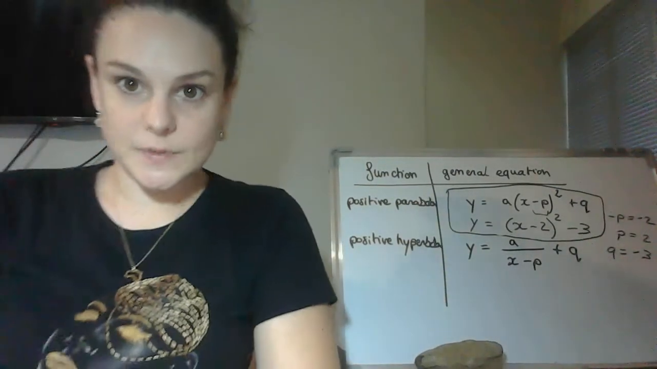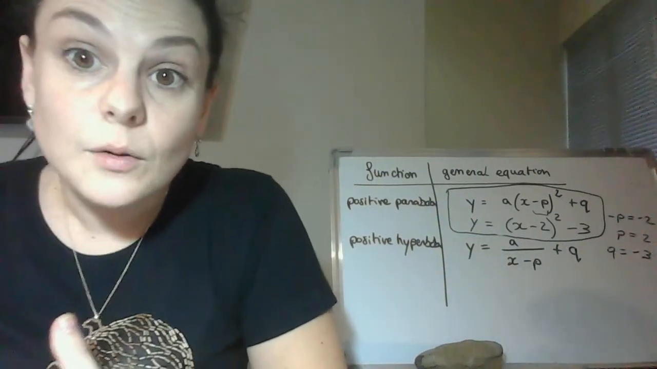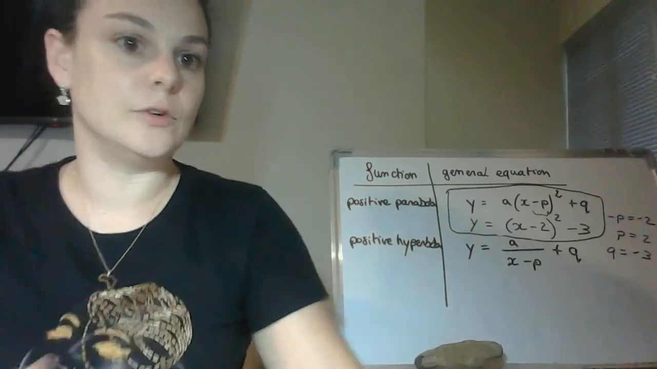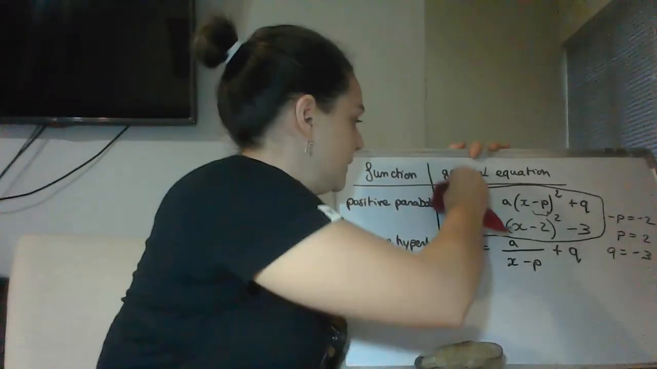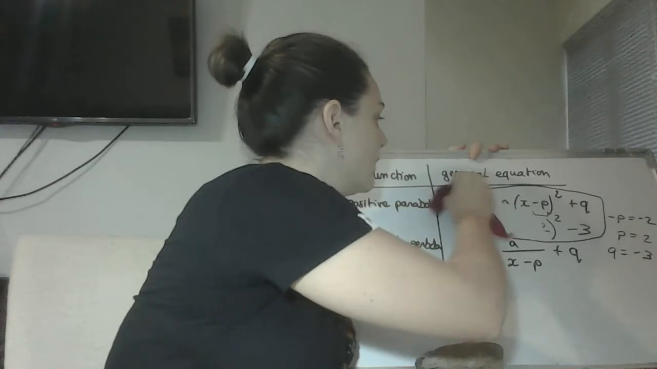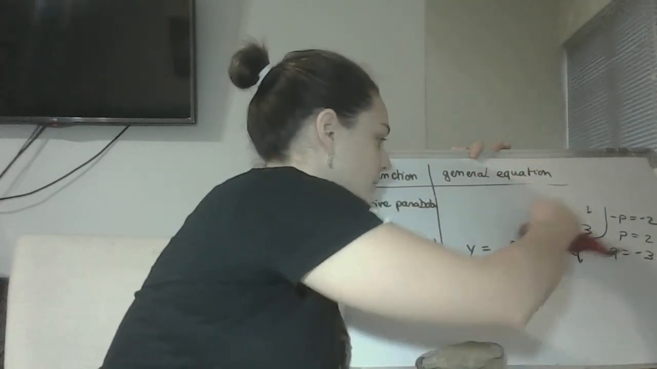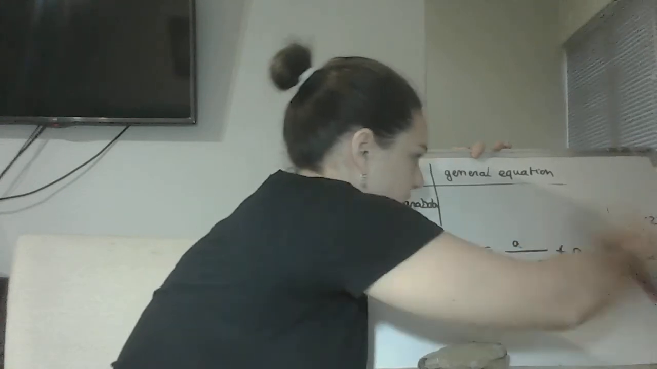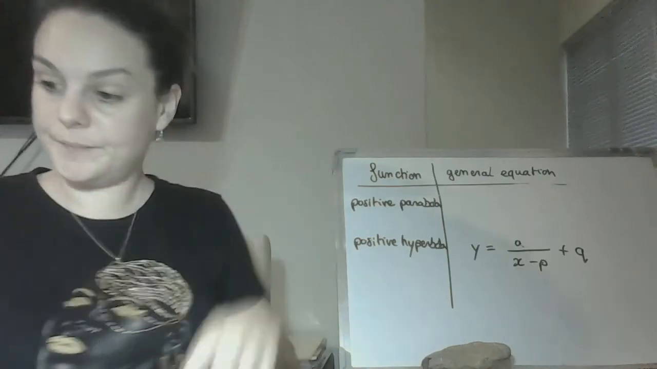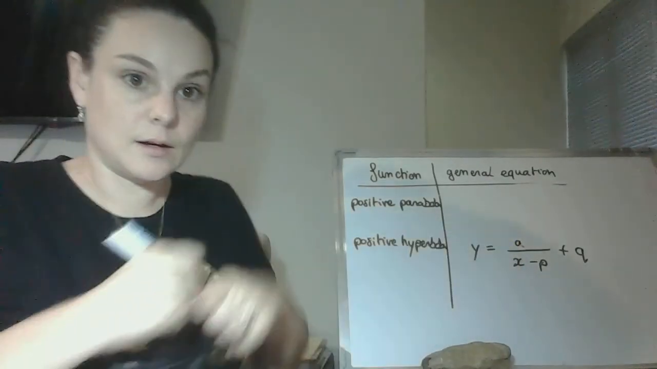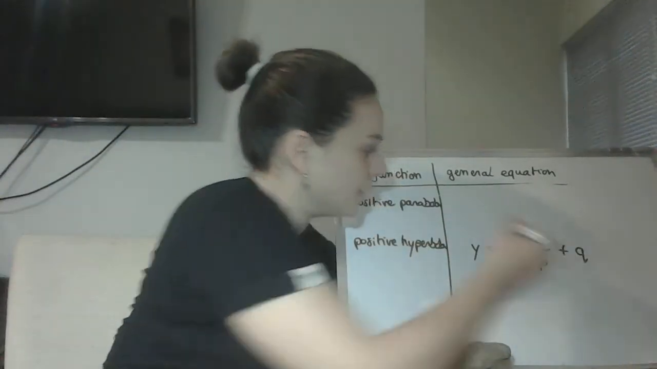Example 3 now. Same thing, but we start with a hyperbola. So here, we start with a hyperbola. It's 1 over x. So, is it a positive or negative hyperbola? Well, 1 is positive, so that's a positive one. So we're now going to compare it to this equation of parabolas.